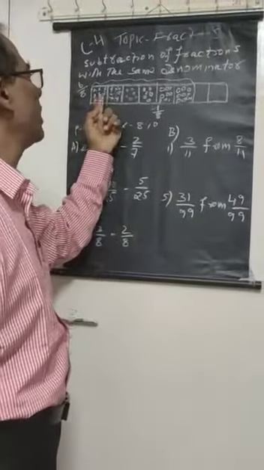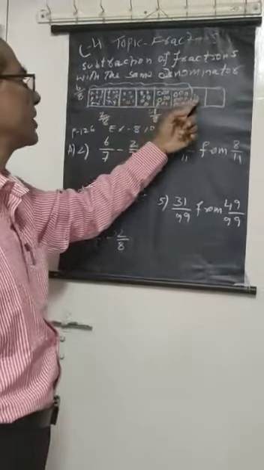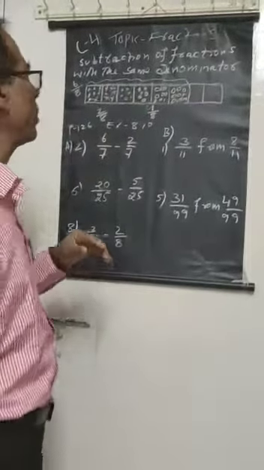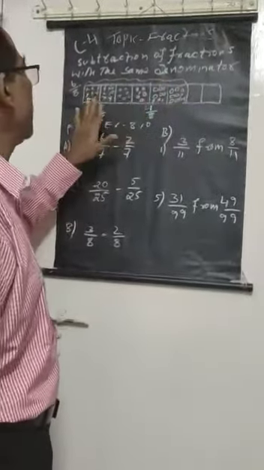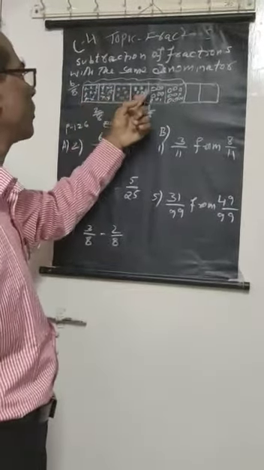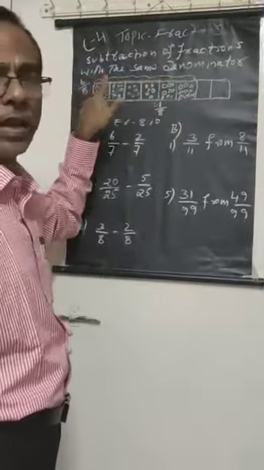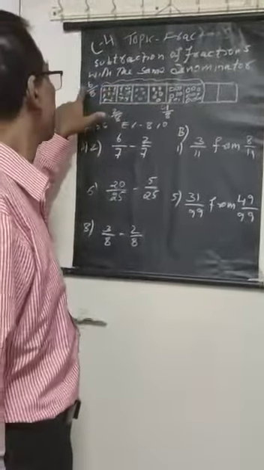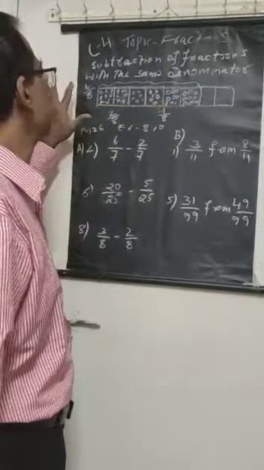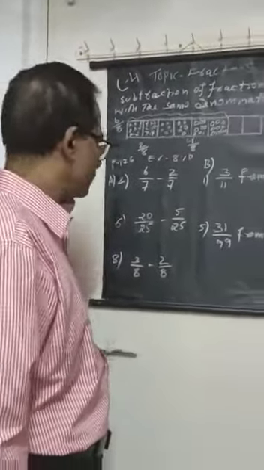Here I have drawn 8 blocks. 1 2 3 4 5 6 7 8. Out of 8 blocks, in total I have shaded 6 blocks. See, 1 2 3 4 5 6. So in total I shaded 6 blocks out of how many? 8. So out of 8, 6 by 8.